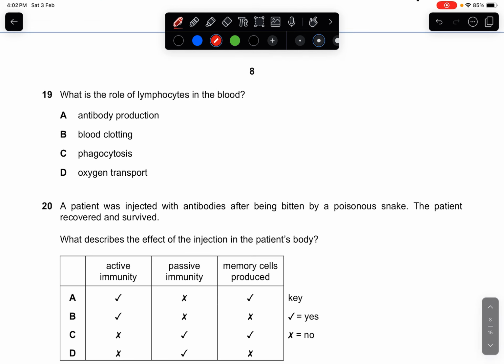Question 19. What is the role of lymphocytes in the blood? Lymphocytes help to produce antibodies. So the answer is A.